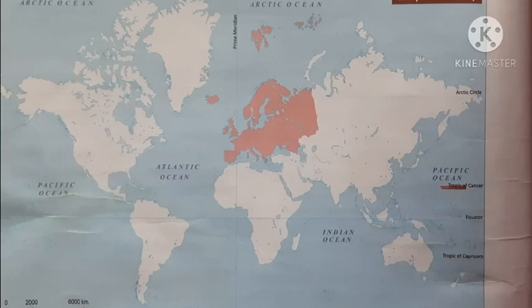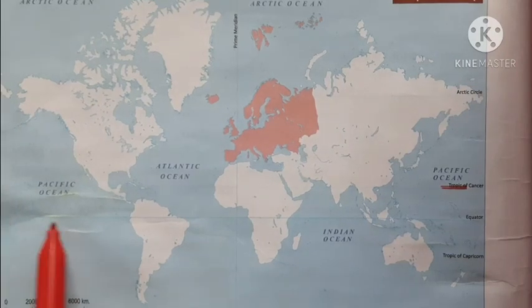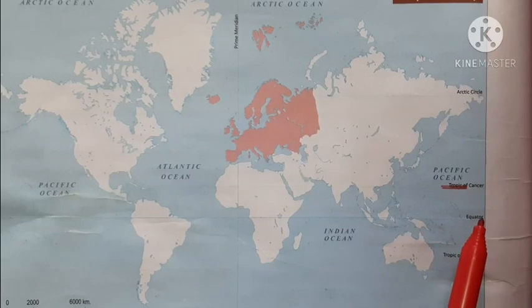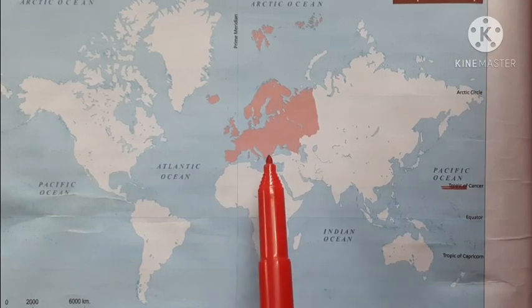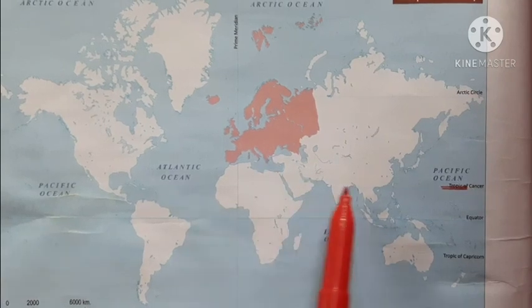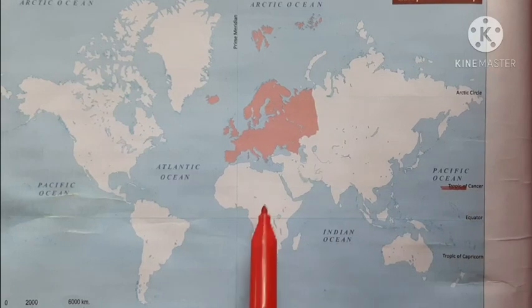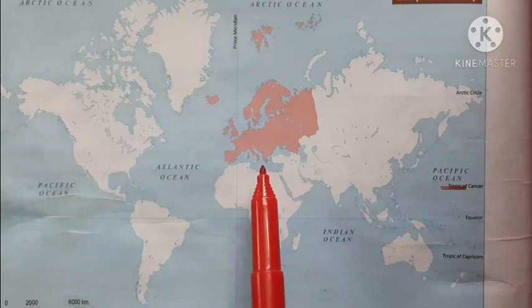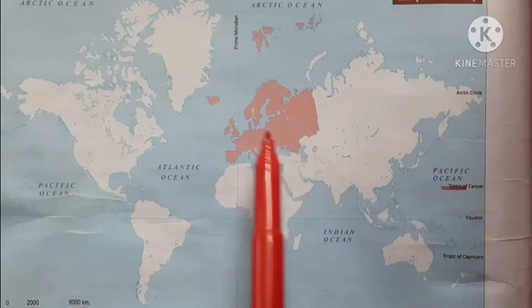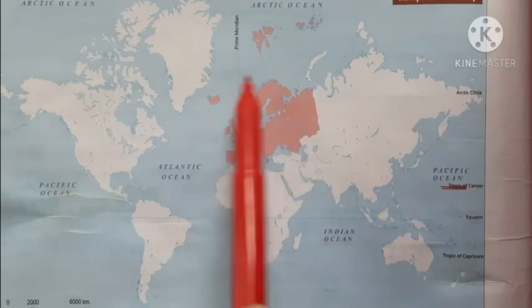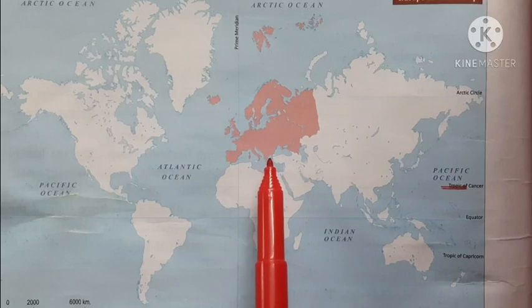In this map, you can see the equator that divides the earth into two hemispheres, northern hemisphere and southern hemisphere. And latitudinally, Europe lies in the northern hemisphere. And you can see the Tropic of Cancer lying south of Europe. That means Europe is located north of the Tropic of Cancer, and here is the Arctic Circle. So the majority of the European continent lies within the temperate zone.